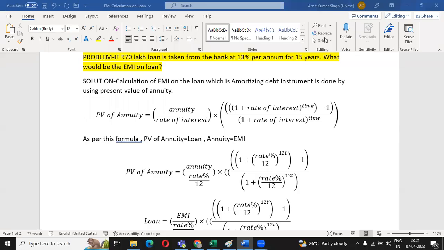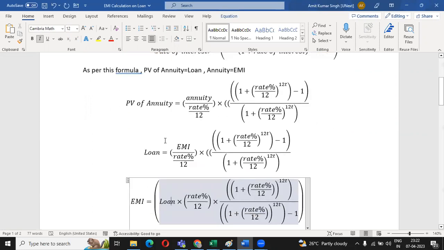Hello everyone, welcome to the class where we're discussing the problem on EMI calculation where a loan of 70 lakh rupees is being taken for 15 years at 13% per annum. Because we are talking about EMI where the interest is being compounded per month, you need to divide the rate of interest by 12 and you need to multiply the time period with 12.